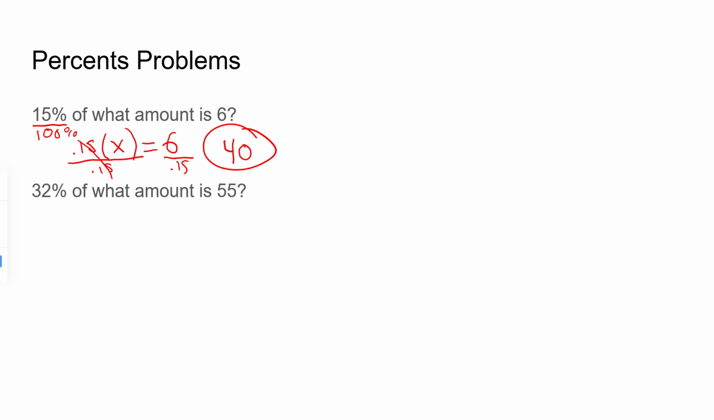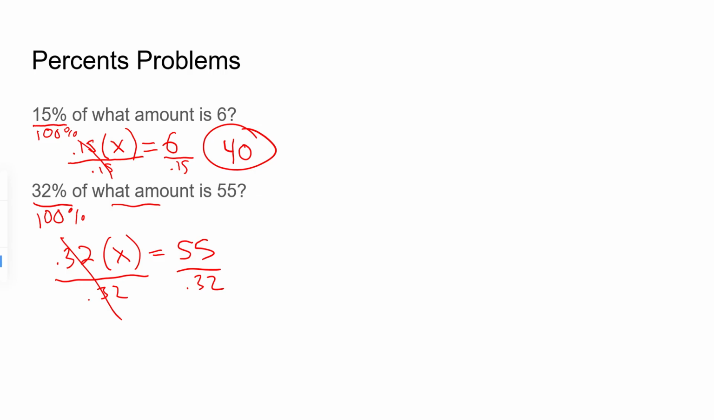Okay, so we have 32% that we have to convert to a decimal, divided by 100%, and we end up with 0.32. So 0.32 of what amount x is equal to 55. We need to solve for x. We need to isolate it. We got to get it by itself. So we're going to divide away the 0.32 on each side. Get rid of that and divide it over here. So 55 divided by 0.32 is equal to 171.875. So 55 is 32% of 171.875.